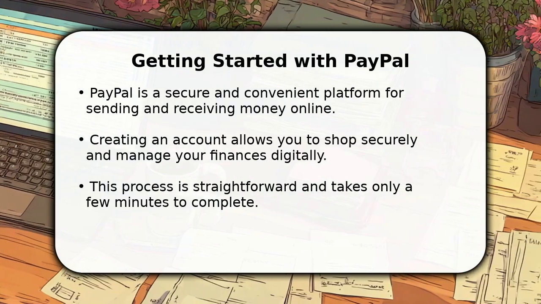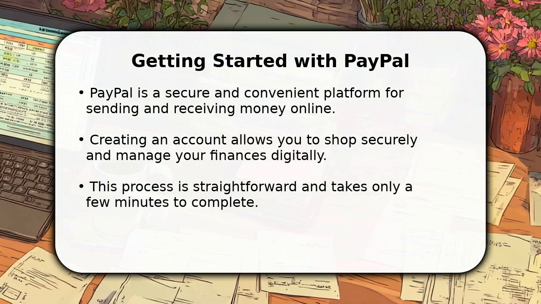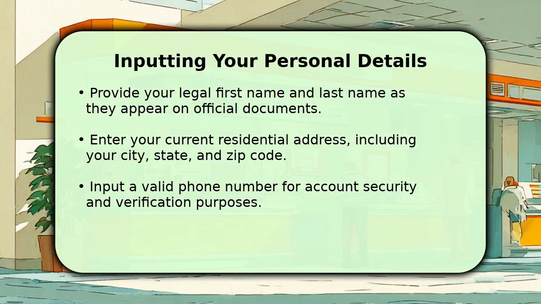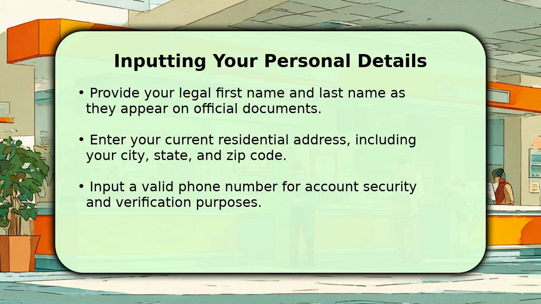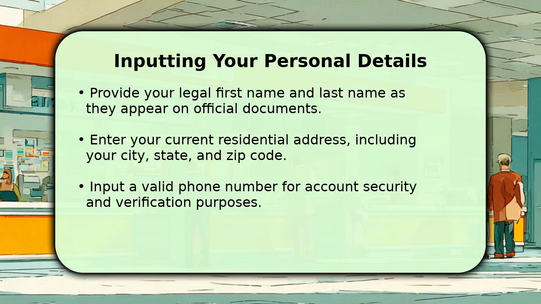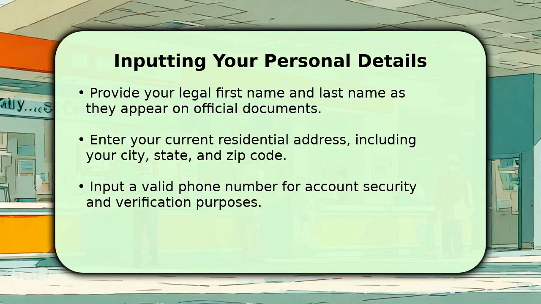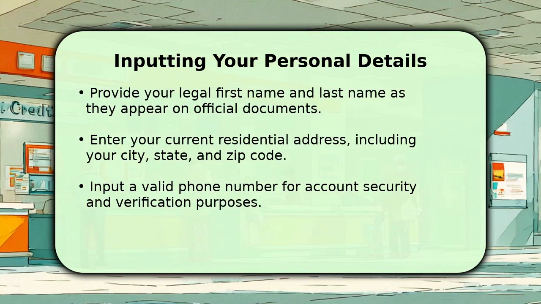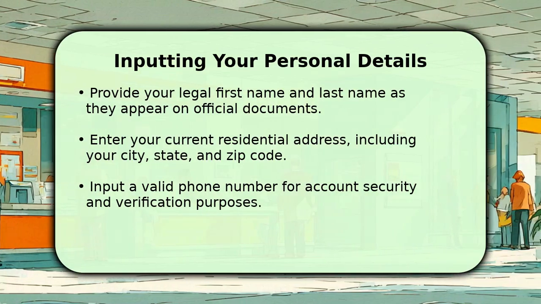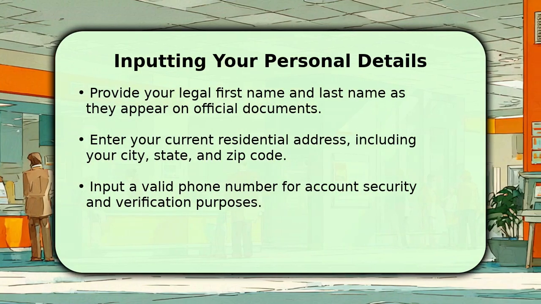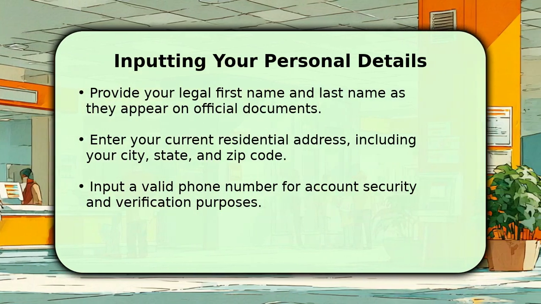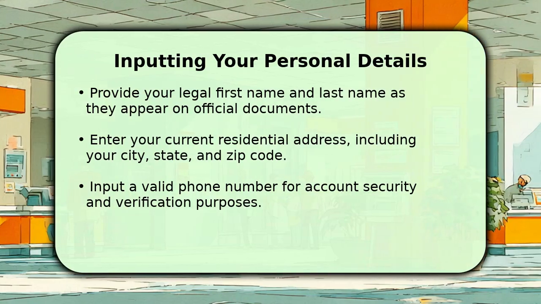Select Personal Account as your account type for everyday use. Now, carefully enter your personal information into the designated fields. This includes your legal first name, last name, and a current email address you actively use. You will also need to provide your full residential address, along with your date of birth. Ensure all details are accurate, as they are crucial for account verification and security measures. This step protects your account from unauthorized access.